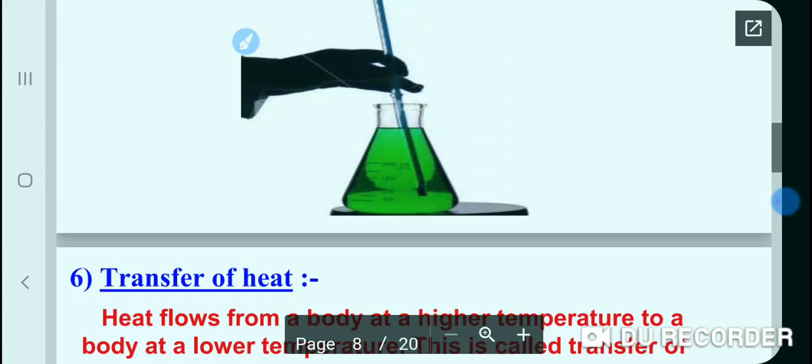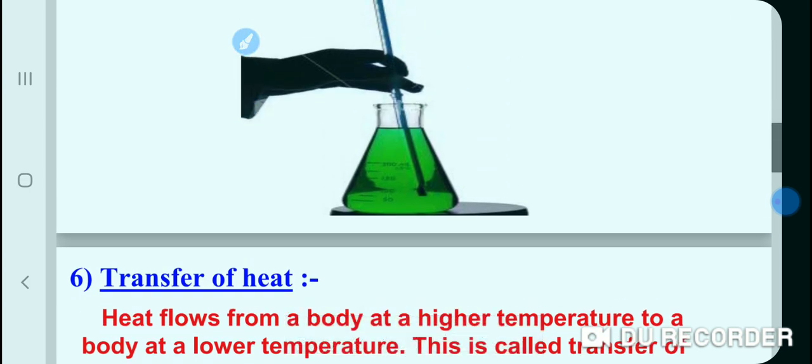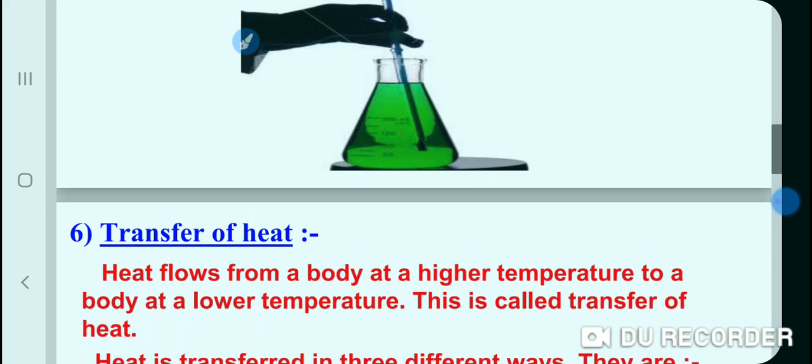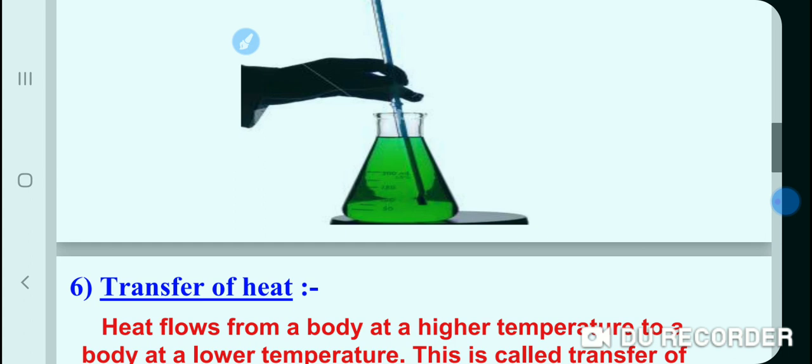So this is part 1 of heat. In the next video we will study the transfer of heat, that means how heat is transferred from one portion of an object to another portion, or from one object to another object.